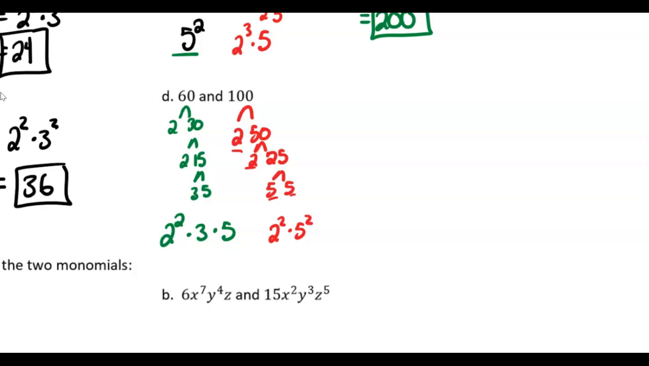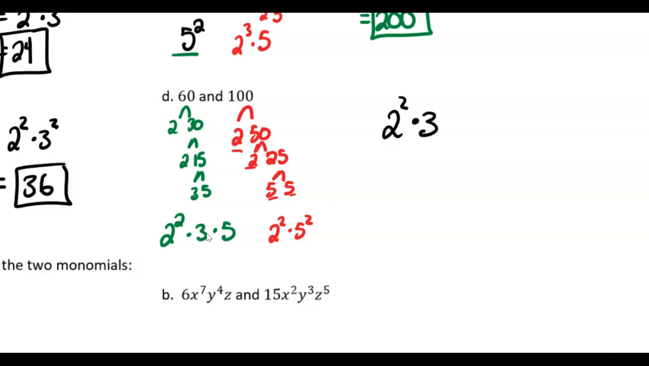So compare the 2's first. The 60 has 2 squared, the 100 has 2 squared. So that's a tie, they're exactly the same, so we're going to use 2 squared. Okay, now look at the 3. The 60 had a factor of 3, the 100 did not have a factor of 3. You choose the one that occurs the most. The most they occurred was just a 3. So 3 to the 1 power, or just 3.